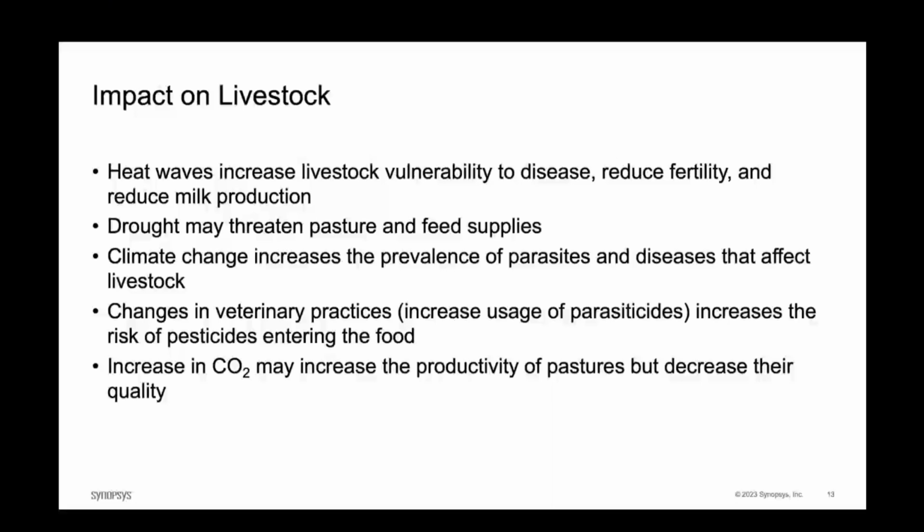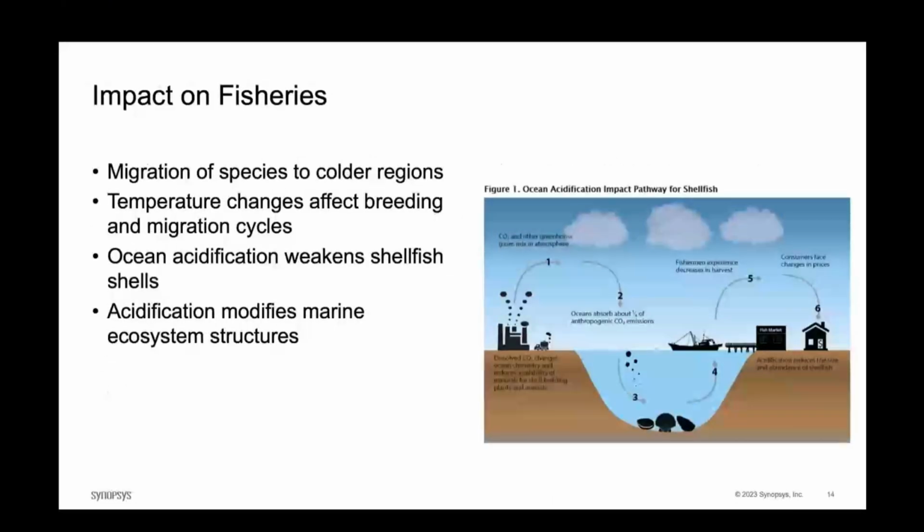Fisheries: there is migration of species to colder regions because we are heating the oceans, so the fish have to migrate to other places. Temperature change affects breeding and migration cycles. Ocean acidification affects shellfish shells and modifies the marine ecosystem structure. So we have an important effect on the different parts of the agri-food business.